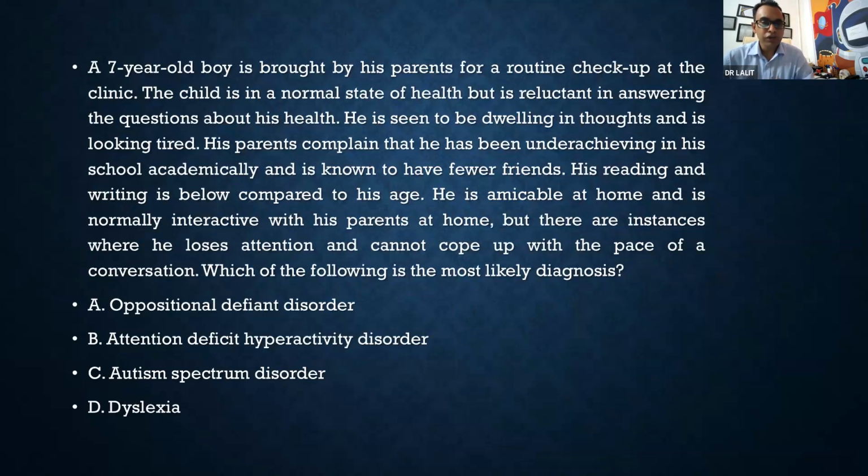Let's come to this. A 7-year-old boy is brought by his parents for a routine checkup at the clinic. The child is in a normal state of health, but is reluctant in answering questions about his health. He is seen to be dwelling in thoughts and is looking tired. His parents complain he is underachieving in his school academics and is known to have fewer friends. His reading and writing is below that expected for his age. He is amicable at home and is normally interactive with parents, but there are instances where he loses attention and cannot cope with the pace of conversation. Which of the following is the right answer?